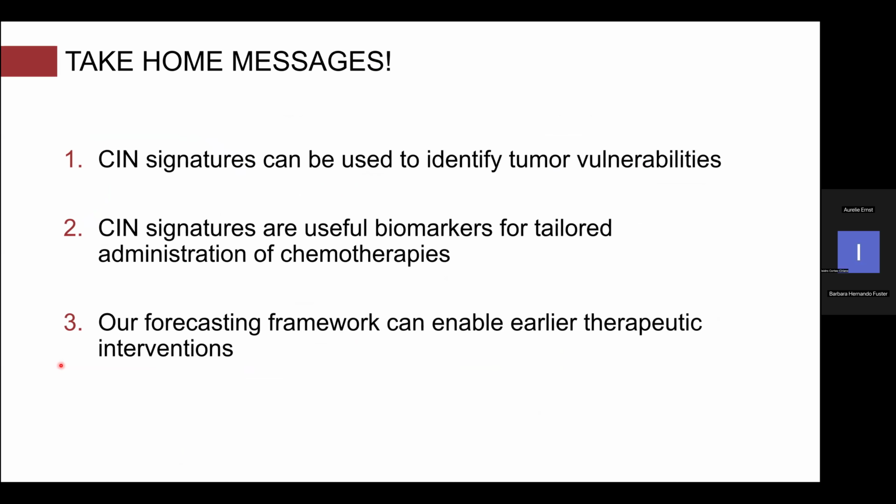So just to sum up this third part of my talk, the last part of the talk, I showed you that using the mutational processes that drive chromosomal instability, together with the topological constraints and the fitness effect caused by the acquisition of oncogenes in a specific tumor type, can be used to predict the acquisition of oncogene amplifications, and that this forecasting framework can enable earlier therapeutic interventions.